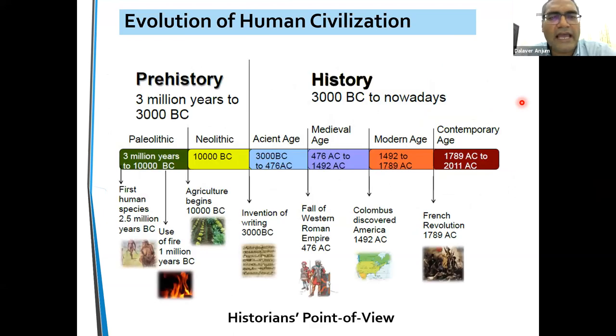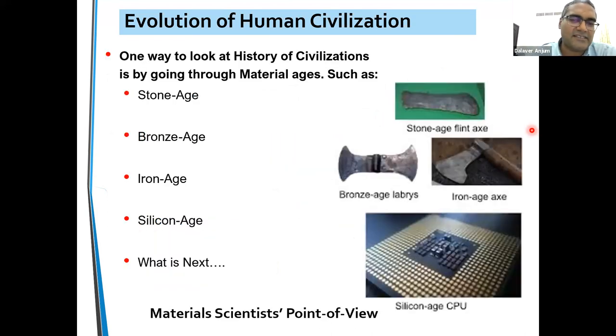A historian will look at it slightly differently, but close enough. He will say, prehistorically, this is how we looked, and today we have the modern age, the medieval age, and all that. So this is the historian's angle, but there is another angle, the scientist's angle or material scientist's angle. That's more relevant to us as scientists from physics, chemistry, or material science.